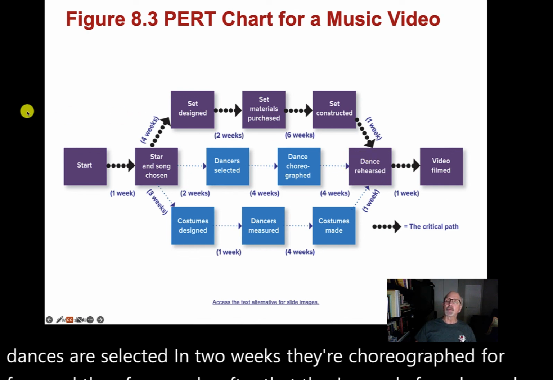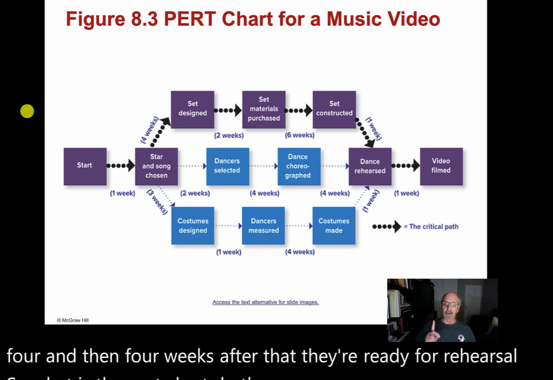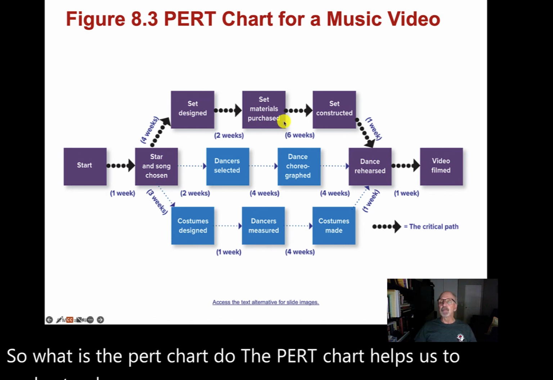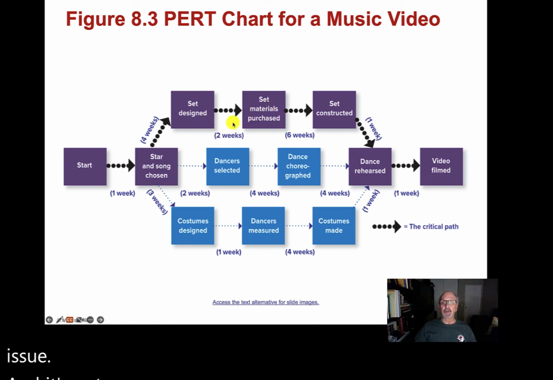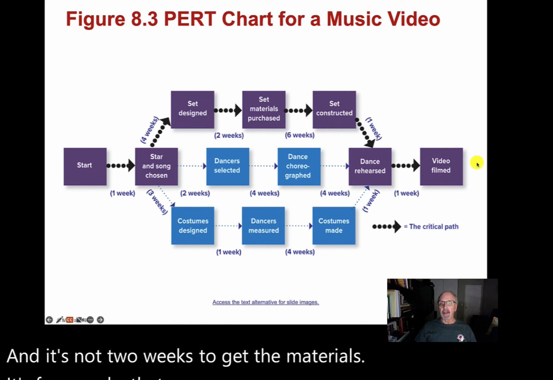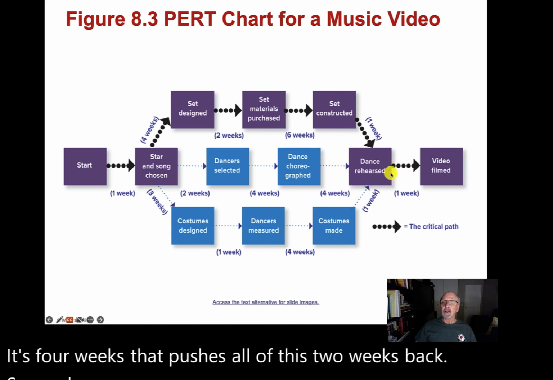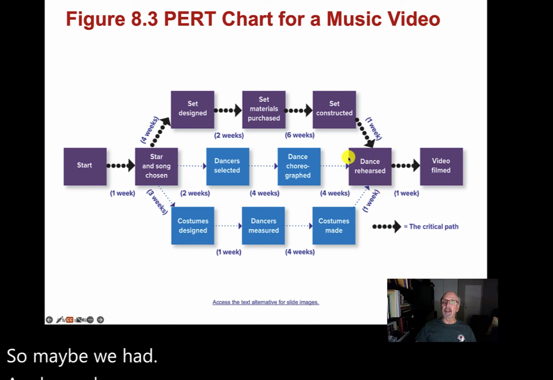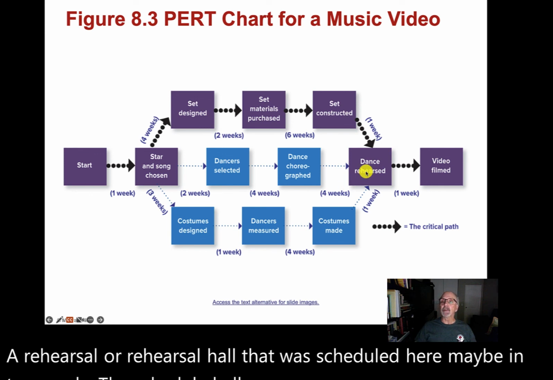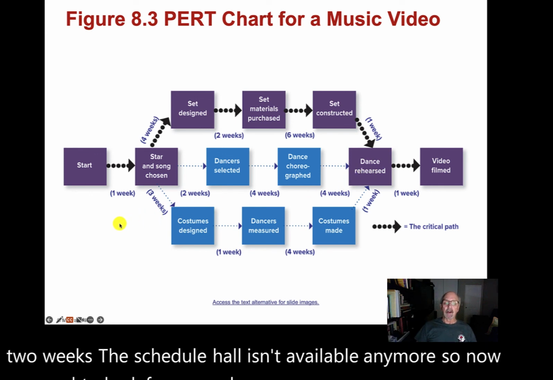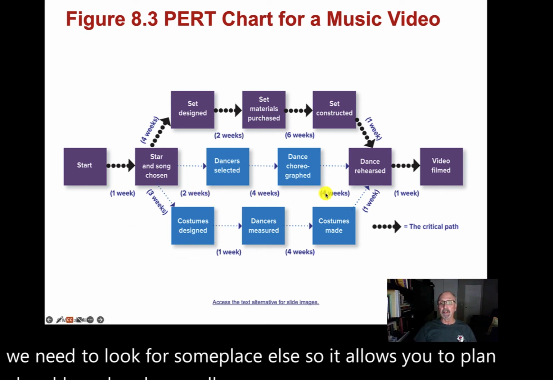So what does the PERT chart do? The PERT chart helps us to understand that if, for instance, there's a supply chain issue and it's not 2 weeks to get the materials, it's 4 weeks, that pushes all of this 2 weeks back. So maybe we had a rehearsal hall that was scheduled here. Maybe in 2 weeks, the rehearsal hall isn't available anymore. So now we need to look for someplace else. So it allows you to plan ahead based on how well these milestones are being met.